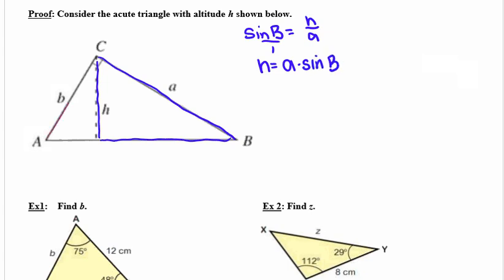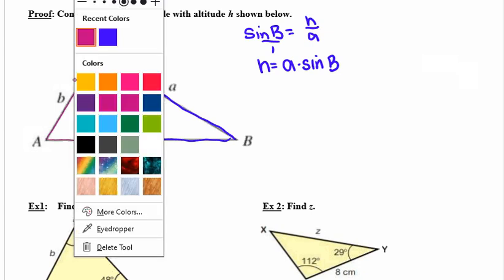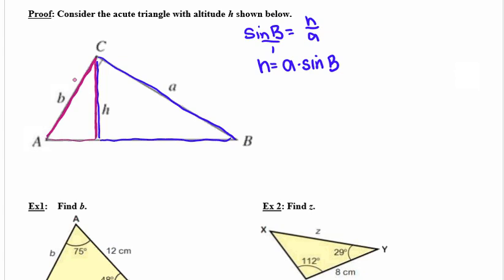I'm going to go through next and do the same thing for my purple triangle. Let me make that a little bit darker, so we can all envision the purple triangle. In the purple triangle, I'm going to say the sine of angle A is equal to the length of its opposite leg, which in this case is the height or the altitude of our triangle, over side b. So again, cross multiplying gives us that h is equal to b times sine of angle A.